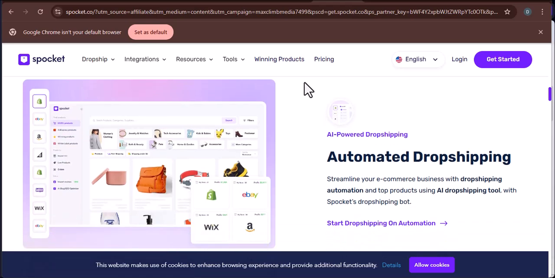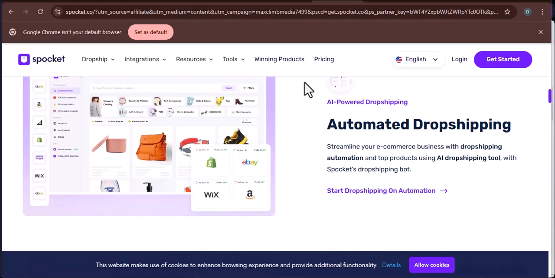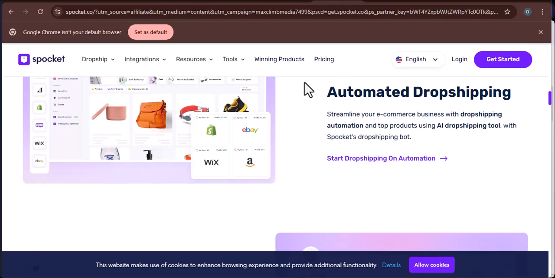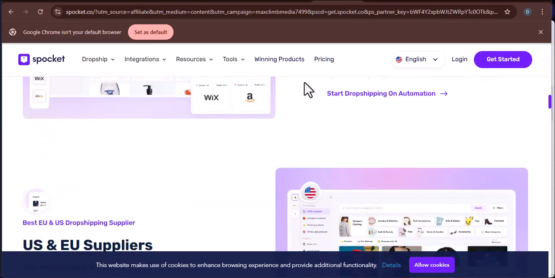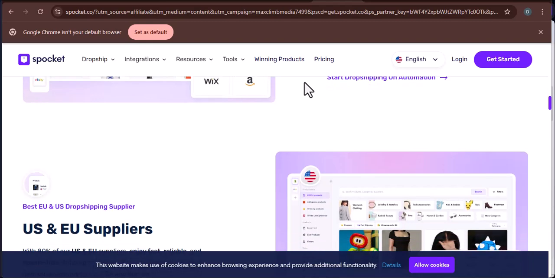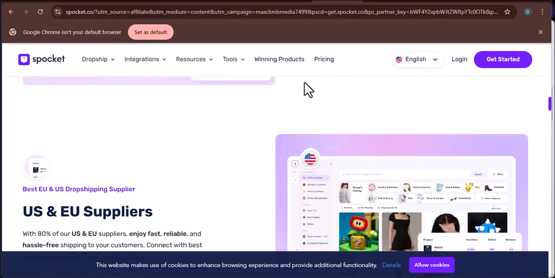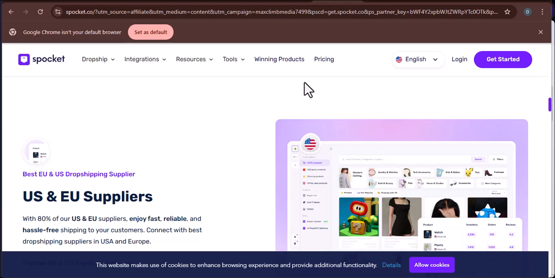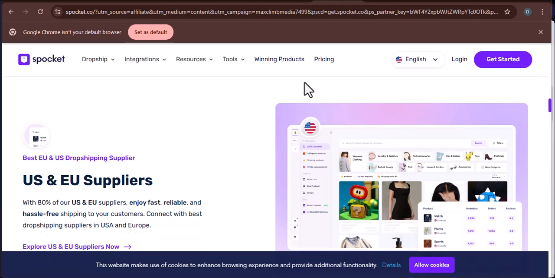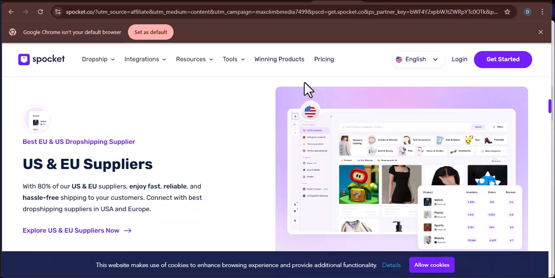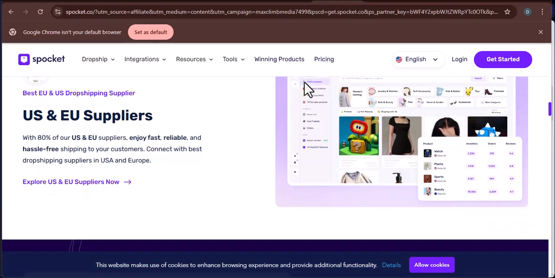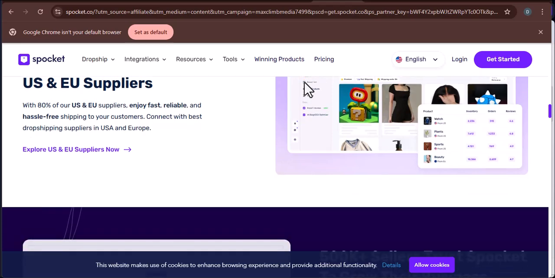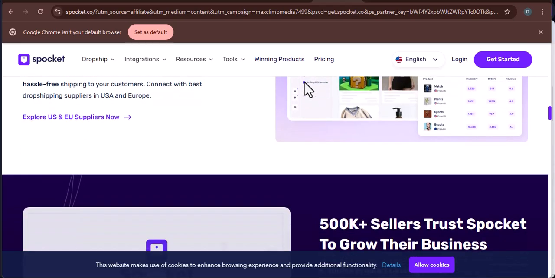Another clever way to use Spocket for competitor analysis is through its supplier network. Many Spocket suppliers specialize in particular niches. If you notice a supplier offering a wide range of products within a specific category, it suggests there's a market for those items. You can then research stores that likely source from similar suppliers or operate within that same niche. This gives you a broader understanding of the market landscape and the different players within it.